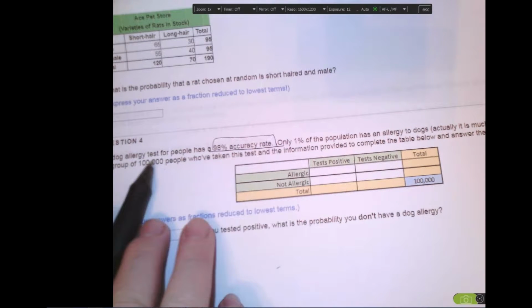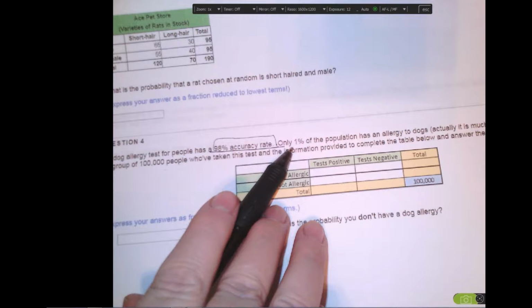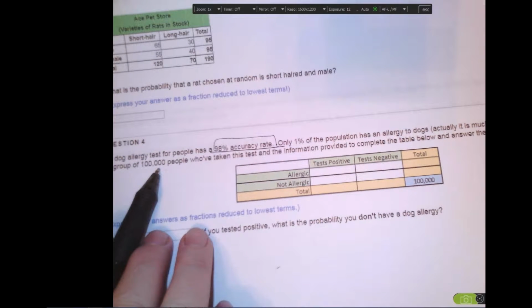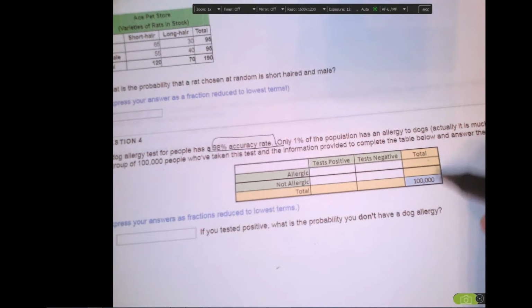You have to have a population. It says only 1% of the population has an allergy to dogs. Use a group of 100,000. So our population is 100,000, and you start there every time with the total amount. Okay? Then they're going to tell you either a number that it actually has it or doesn't, or a percent. So you come here and fill out the total column next.